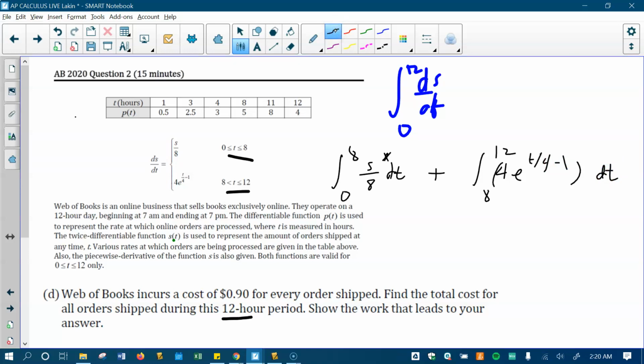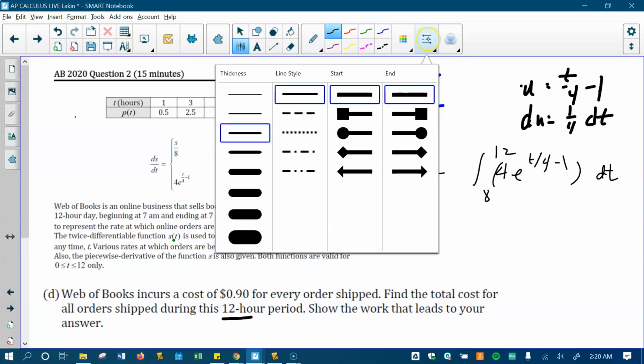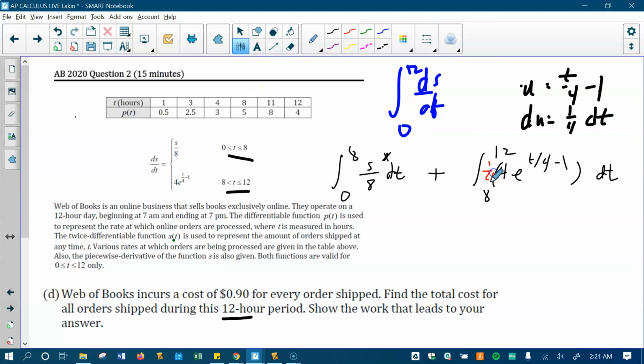Let's start with the second one here. I'm going to do u. If u equals t over 4 minus 1, du is equal to 1/4 dt. I don't have a 1/4, so I have to compensate. I have to put a 1/4 inside, so I'm going to multiply on the outside by 4. Now, when I multiply by 4, and I take this 4 on the outside, I get 16 for this integral.